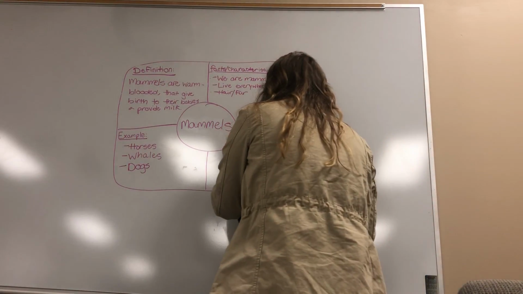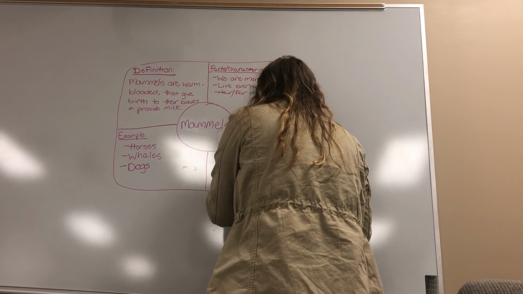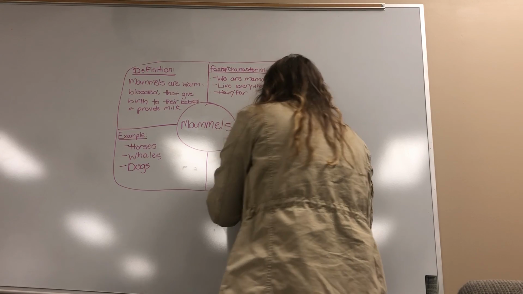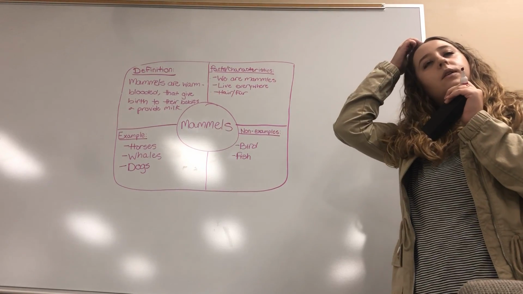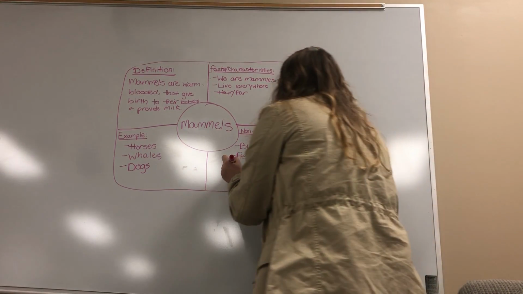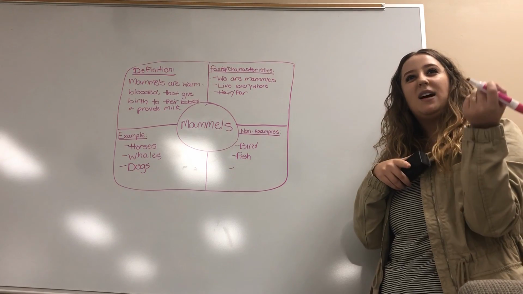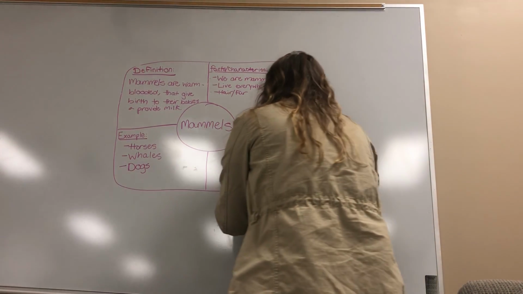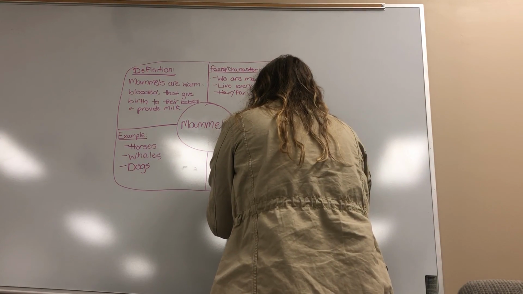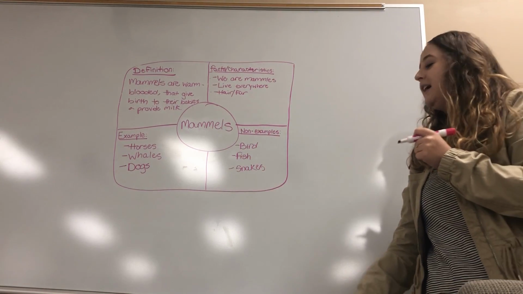What are some non-examples, class? Birds. Good. Oh, I heard somebody say fish. Good job. What are some other ones? Let's think of another one really quickly. One more non-example. What about snakes? Because those were reptiles, remember? So let's write snakes up here. Oh, good job, class. So we have the Frayer model filled out, okay?